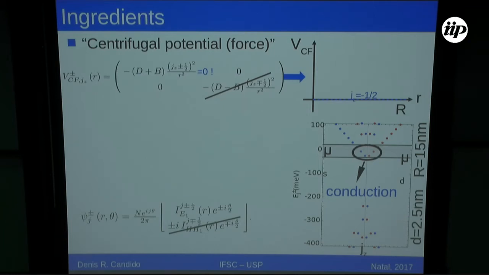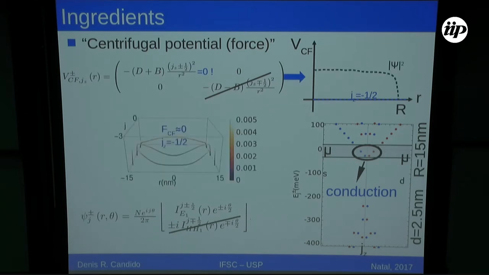The centrifugal potential for Jz equals minus 1/2 is 0. Here I'm plotting the centrifugal potential, and here is the formula for it. When I plug in Jz equals minus 1/2 for the spin up, that is the upper sign here, this term will be 0. So the centrifugal potential, for this z component of the total angular momentum, is 0. So I observe an extended state. There is no confinement, and this is what we observe when we plot the total wave function. So there is no confinement.